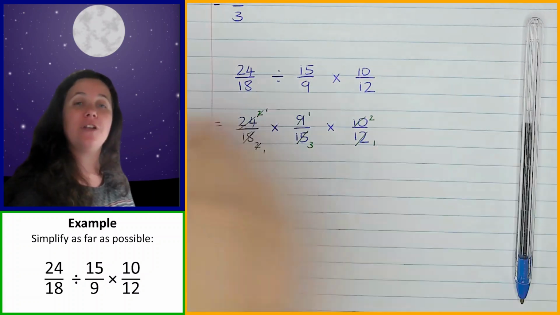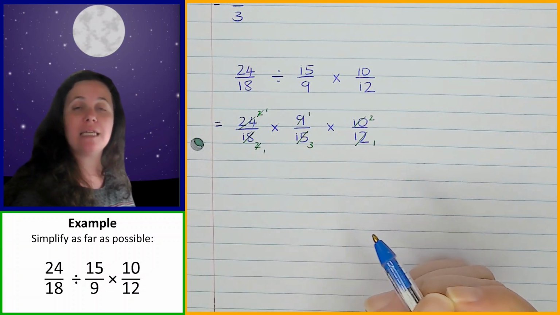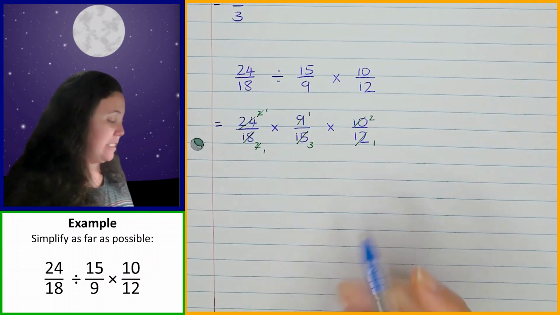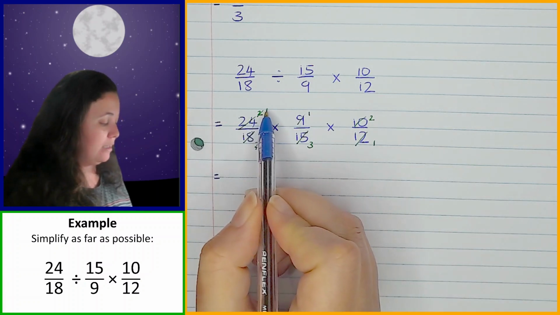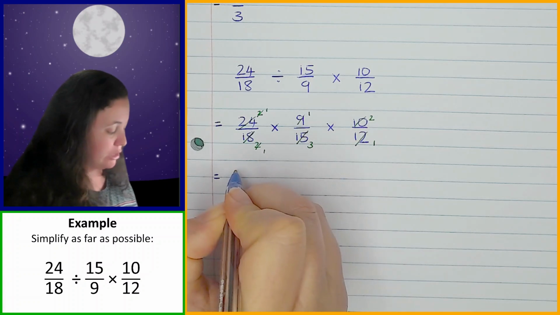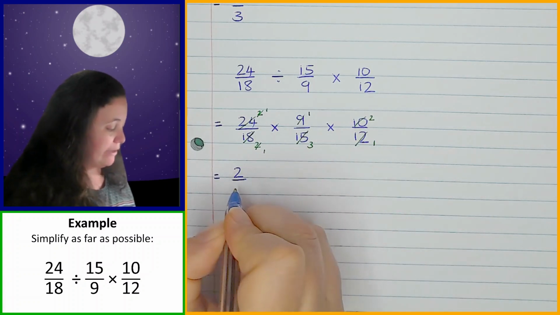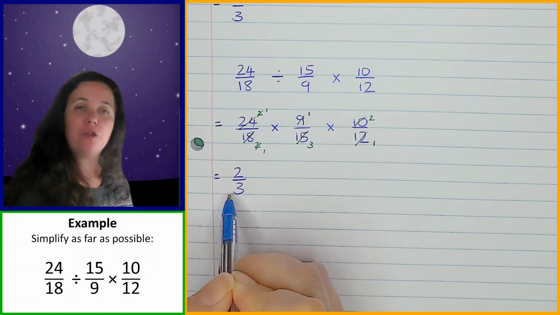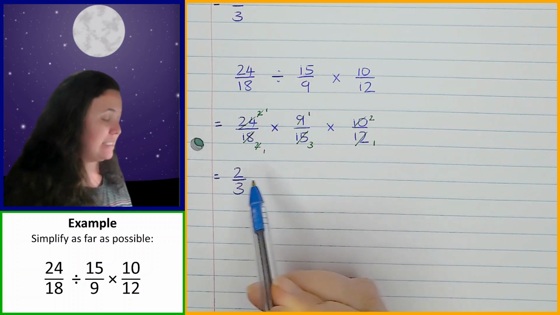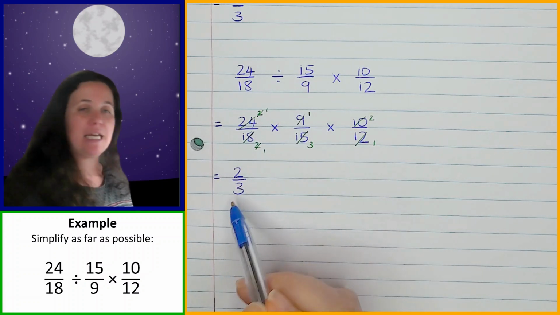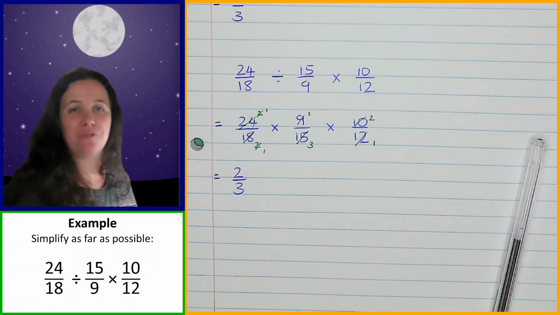So now, once I've finished cancelling everything I can, I'm going to multiply all my numerators together and multiply all my denominators together. Whatever is left in the numerator, whatever is left in the denominator. So I've got 1 times 2 gives me 2, over 1 times 3 times 1 gives me 3. So what I end up with is 2 over 3. And then you can check, just in case you missed anything when cancelling, if you can simplify any further. In this case, we can't, so we are done with this question. Okay, so that is multiplying and dividing fractions.